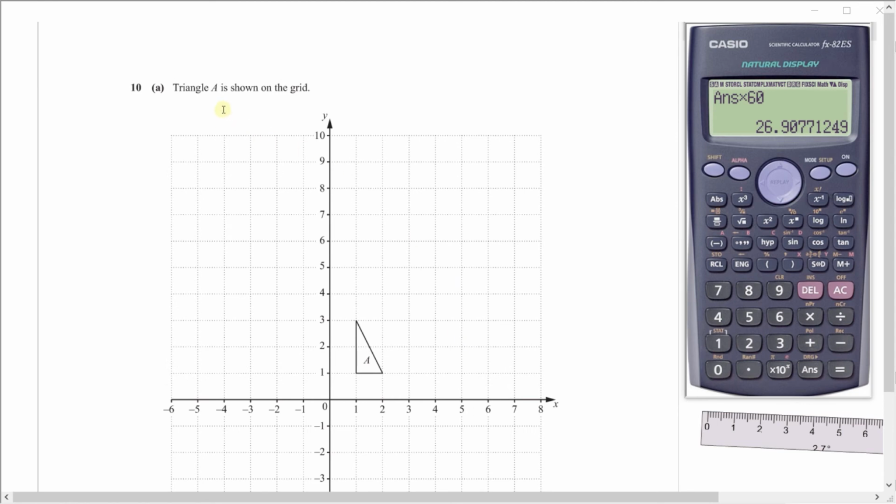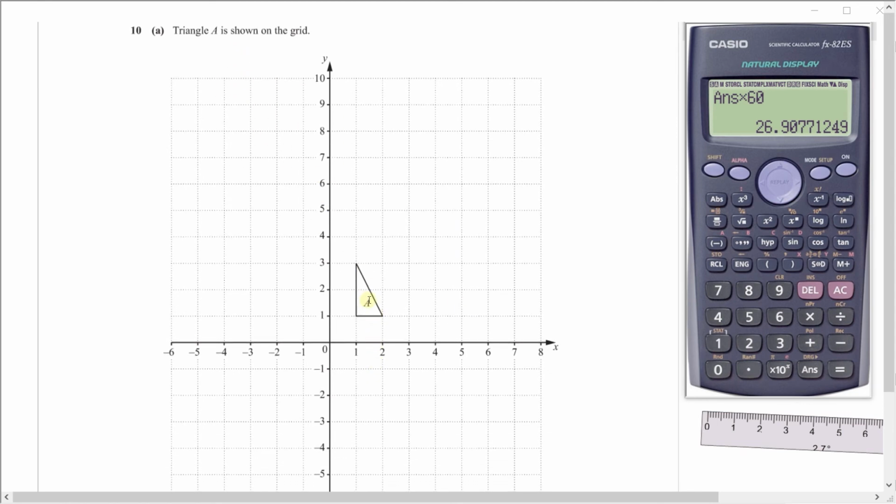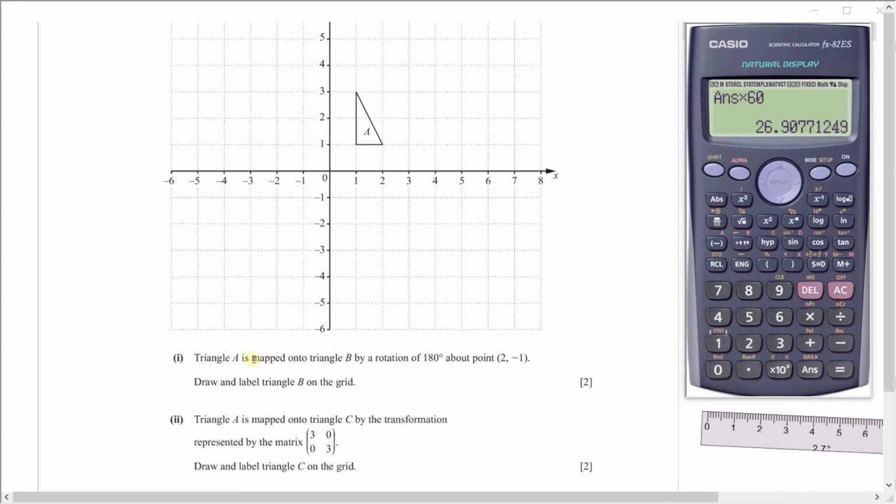Question number 10, part A. Triangle A is shown on the grid. Triangle A is mapped onto triangle B by a rotation of 180 degrees about point (2, -1). Draw and label triangle B on the grid. So your center of rotation is this point (2, -1), and you are rotating 180 degrees around this point.